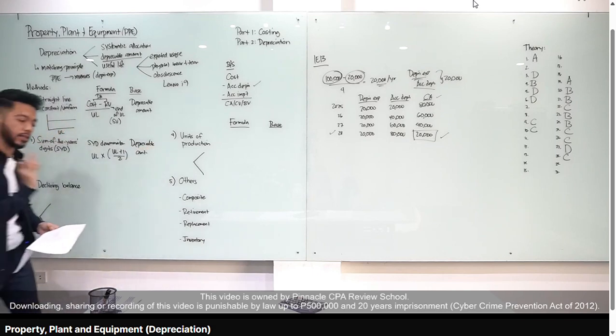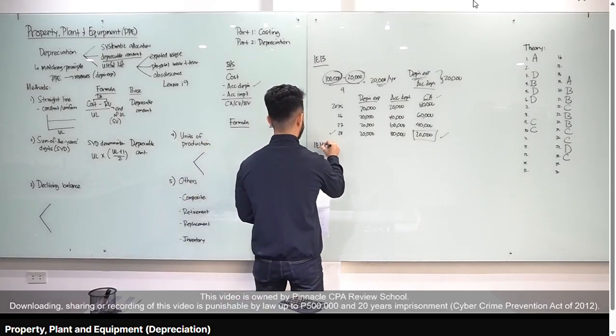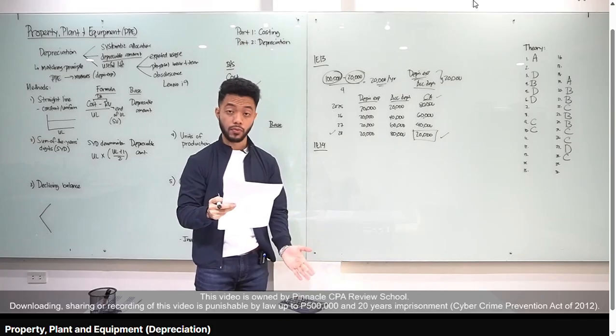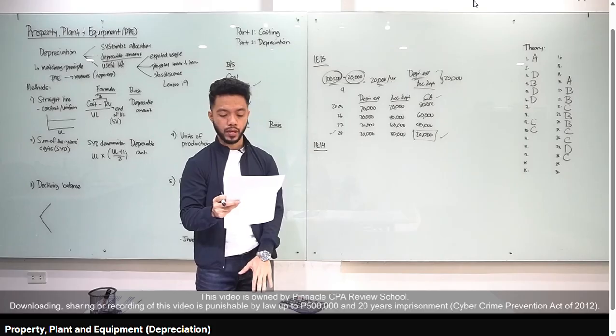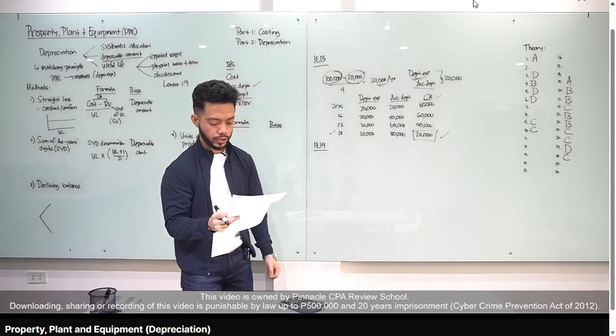Sige. Let's apply that. Let's go to illustrative example number 14. Tingnan natin class. On January 1, 2025, CPA company acquired equipment with an estimated life of 4 years and a residual value of 20,000, purchase cost of 100,000. CPA uses the SYD method of depreciation, compute for the depreciation expense and accumulated depreciation and carrying amount.